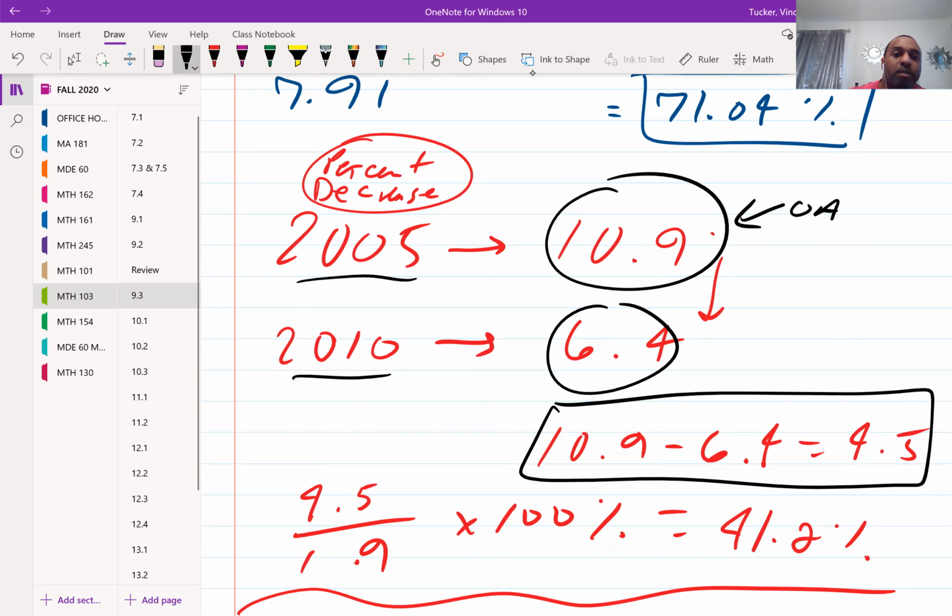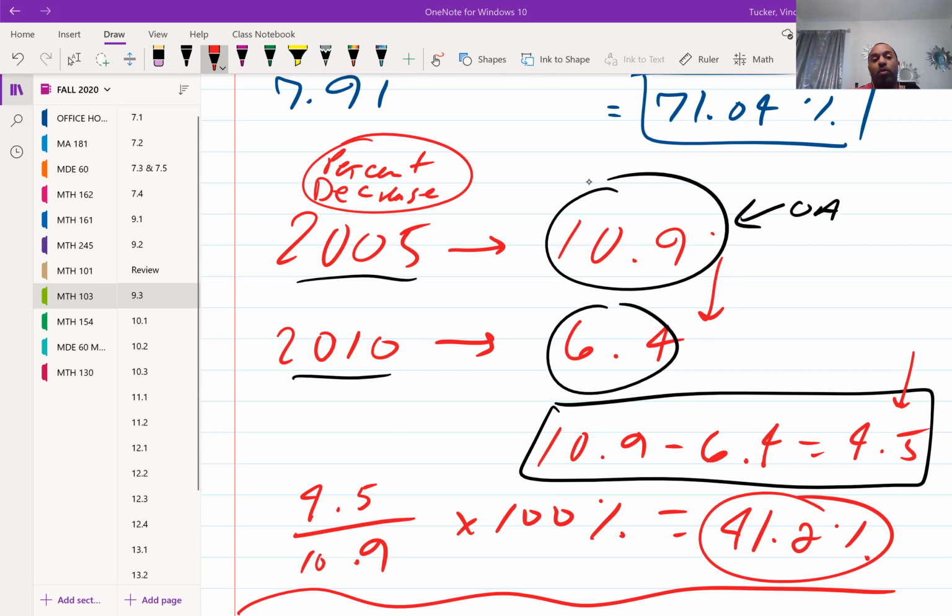So in 2005, they had 10.9, and it went down to 6.4. So we take that 4.5, that's the amount of decrease, place it over 10.9, multiply it by 100%, and that'll be your answer. So all you do is subtract your two values, divide by the original amount, multiply by 100%. Yep, not a problem at all. Somebody sent a message.